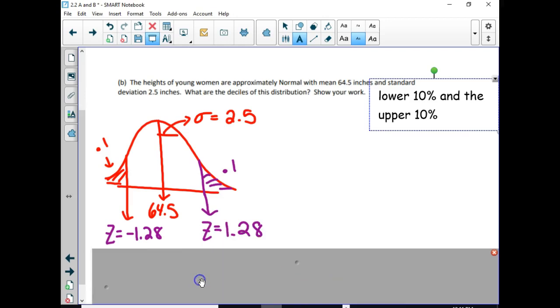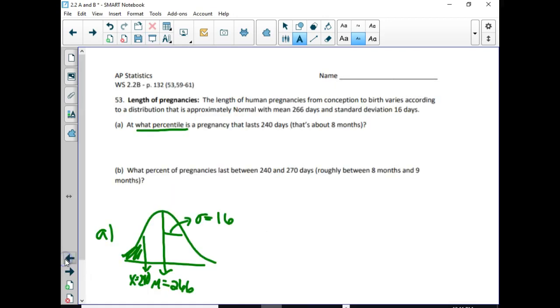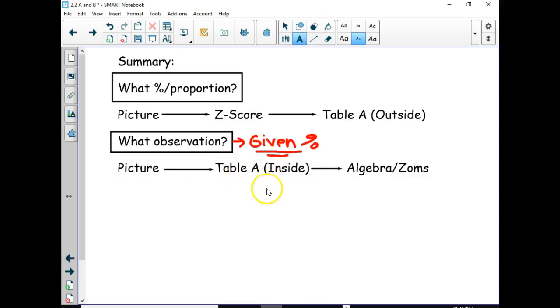So now what do I have? If you look at our summary from yesterday, I went to the table A, I went to the inside. Why? To get the z-scores. I have my picture with everything marked that was given to me. I go inside to the table, I find the corresponding z-score. Okay, so I scroll to the outside to get those z-scores. Now I'm going to use algebra with ZOMS to figure out the rest.